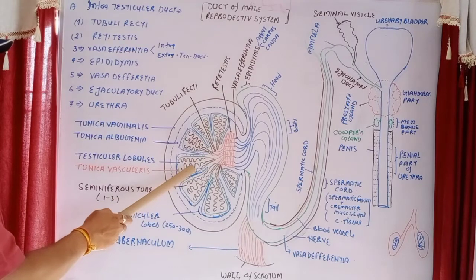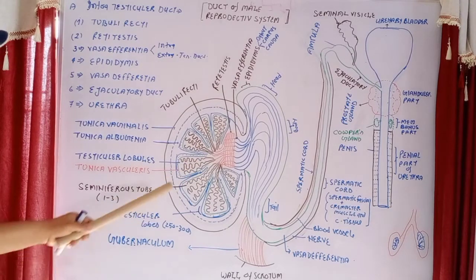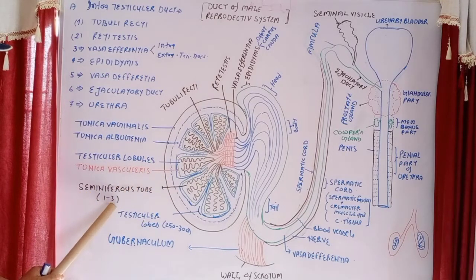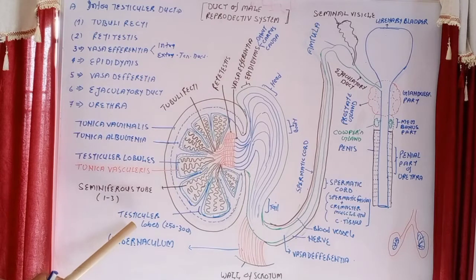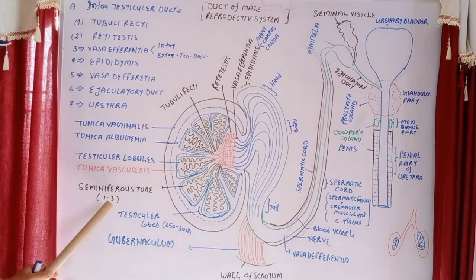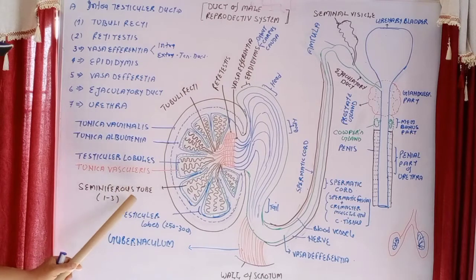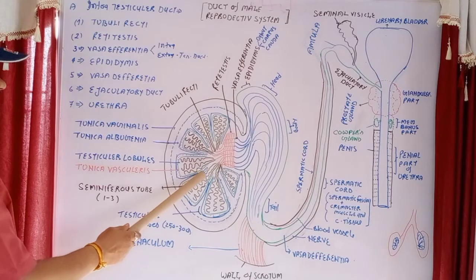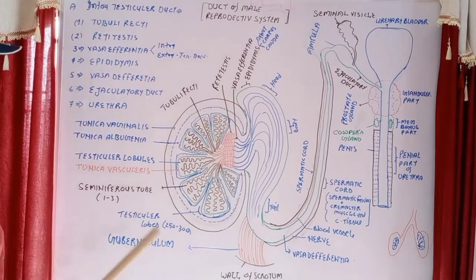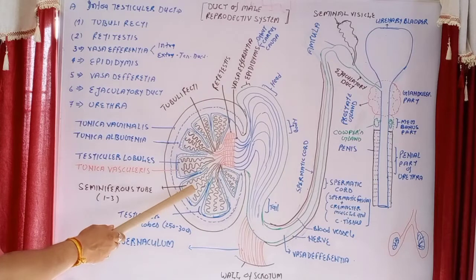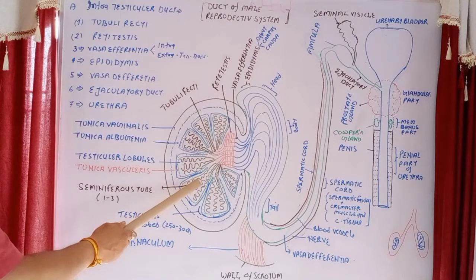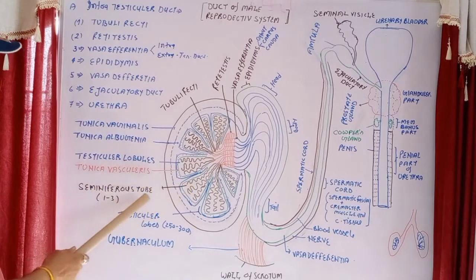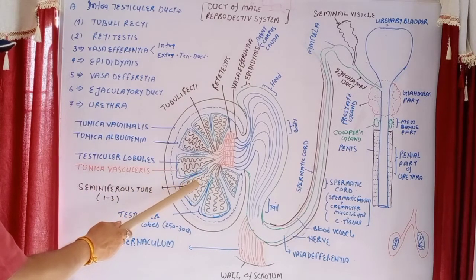Then, in the connective tissue of the testicular lobule, seminiferous tubules are present. In each testicular lobule, the number of seminiferous tubules is 1 to 3. That's why I told you the number of seminiferous tubules is maximum 300, but actually 750 to 900 you can say. These are coiled tubular structures present inside the testicular lobules, responsible for the production of sperm, as I explained in spermatogenesis.